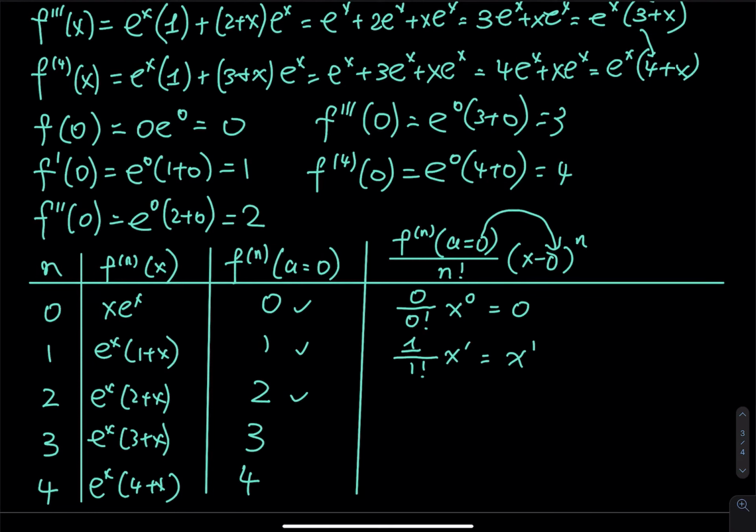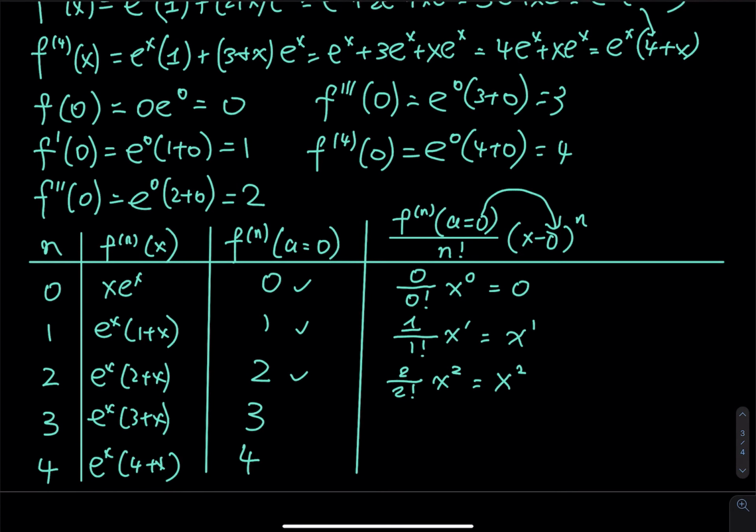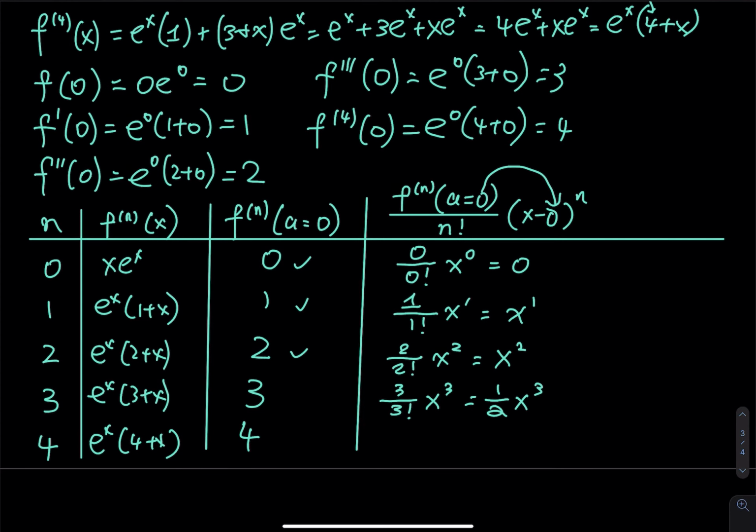And then you bring this in, 2 divided by 2 factorial, x raised to the second, so that is 2 divided by 2, then you have a 1, x squared. And then you have a 3 divided by 3 factorial, x to the third, so that is 3 divided by 6, so that is 1/2 x to the third. And then you have a 4 divided by 4 factorial, x to the fourth, so that is 1/6 x to the fourth.